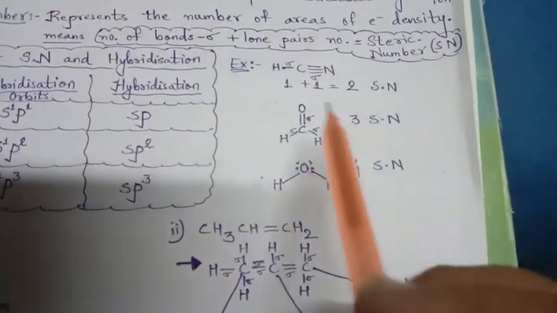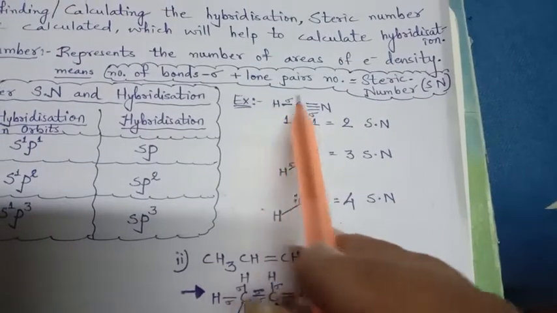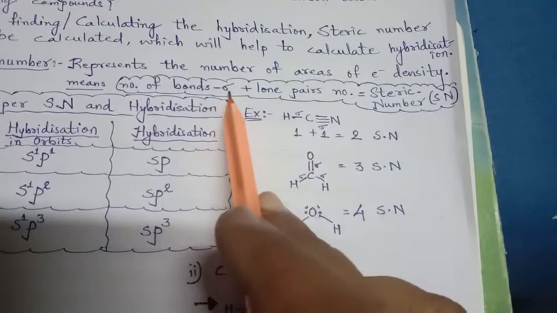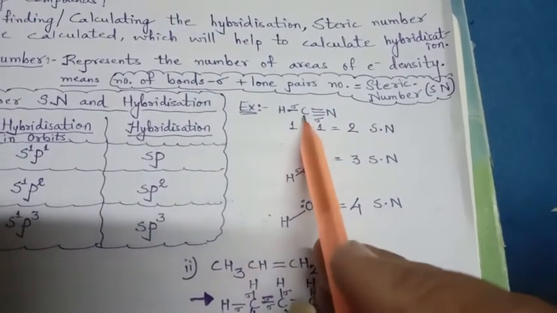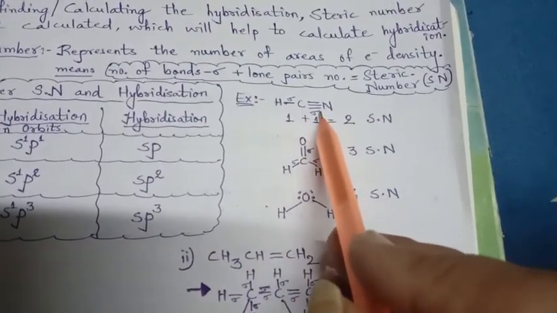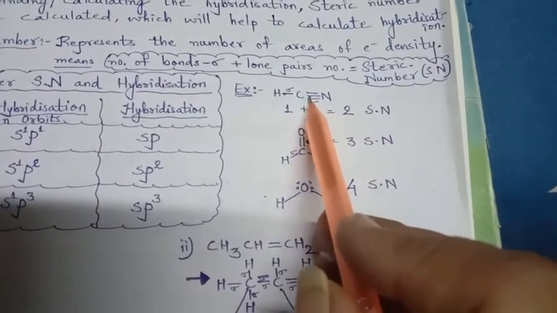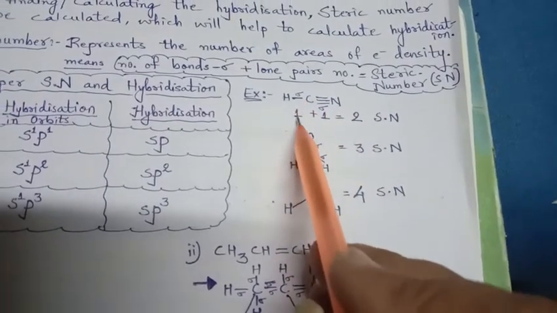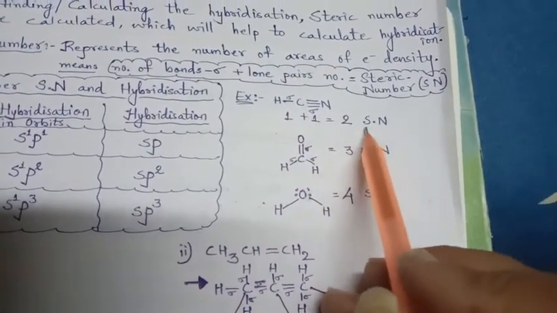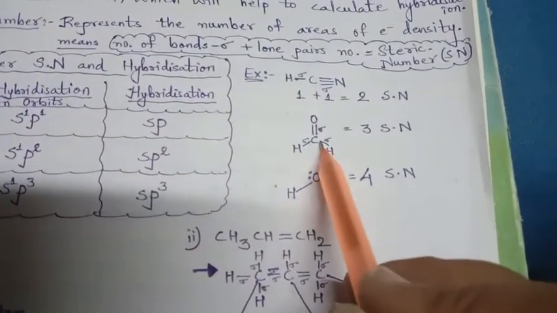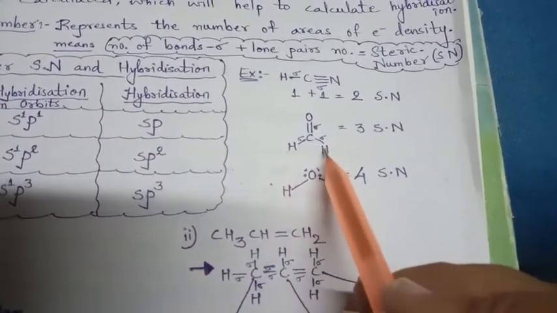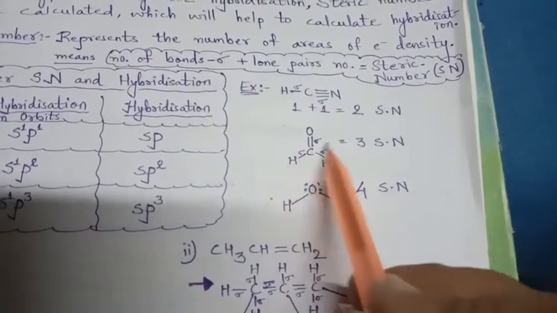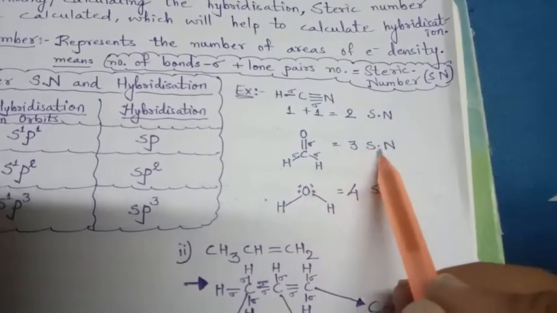See here, the first example is CH triple bond N. First of all we want the steric number, so we want the sigma bonds as well as the lone pair numbers. Here we see 1 sigma and 1 sigma. In a triple bond 2 pi bonds are there and 1 sigma. So this is 1 sigma and this is 1 sigma. So we have 1 plus 1, steric number 2. In this example you see CH sigma, and here is also 1 sigma, so 3 sigma bonds, so steric number 3.